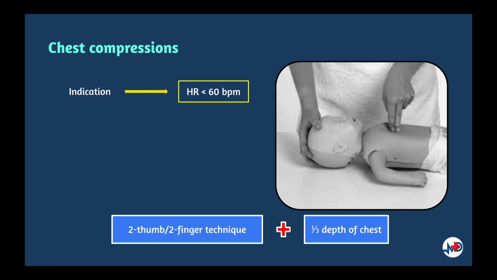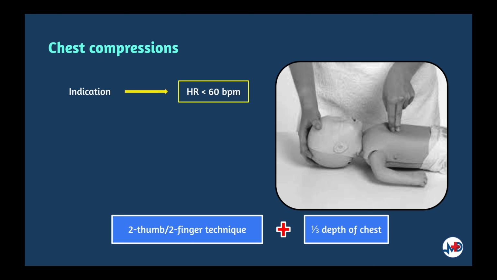The techniques that can be used include the thumb technique, where 2 thumbs are used to depress the sternum with the hands encircling the torso and the fingers supporting the back. The 2-finger technique is where the tips of the middle finger and the index finger of one hand are used to compress the sternum. The other hand is used to support the infant's back, unless the infant is on a very firm surface.